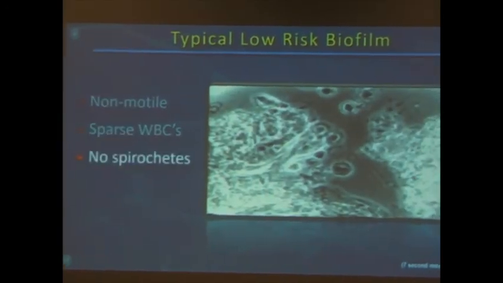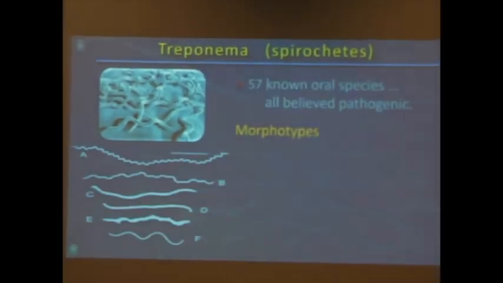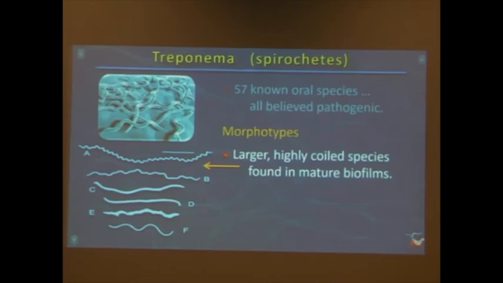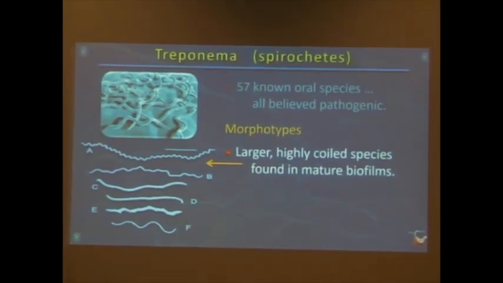So repeating ourselves, low-risk biofilms, not much going on there. And I mentioned the different types of spirochetes that you see in disease. How are we doing on time? When am I supposed to finish? Four or five. Okay. Quickly then.